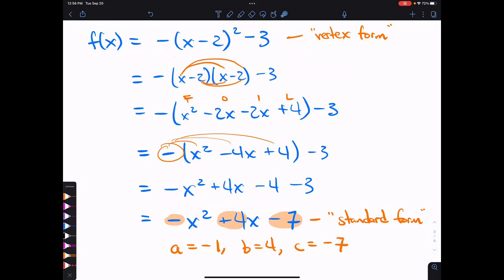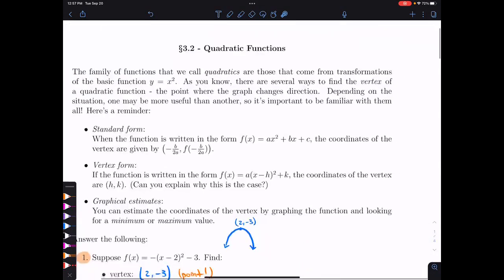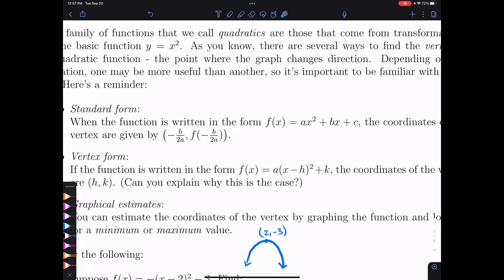Again, I know that's kind of the delayed gratification thing that we're not going to see for a little bit, but take my word. But I can't look at this and read off where it is, right? I can still tell that it opens down because of the negative coefficient here, but I can't just look at it and read off the vertex. We do have a thing that can help us with that. If you look at that first bullet point up at the top of the page.